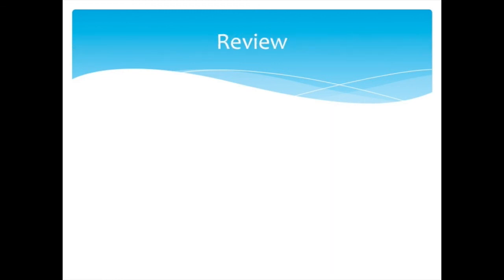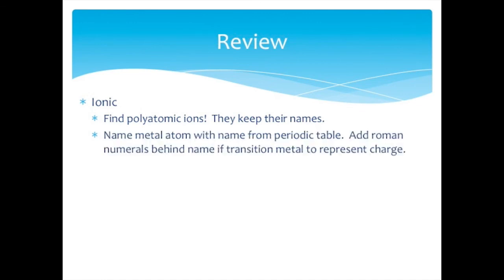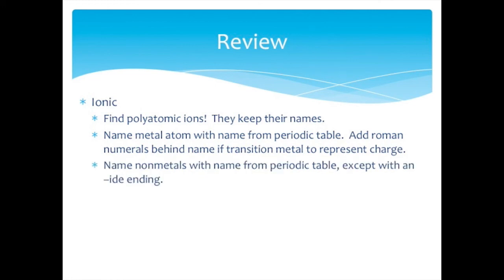To review, ionic compounds. You need to find polyatomic ions. They keep their names. It is important that you learn the names, the formulas, and the charges. You need to name the metal atom with a name from the periodic table if you have an ionic compound. Add a Roman numeral behind the name if it's a transition metal. The nonmetals from the periodic table are named with their element name except with the IDE ending.